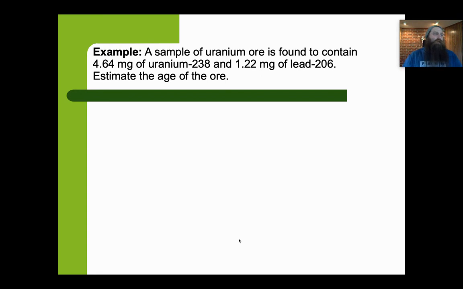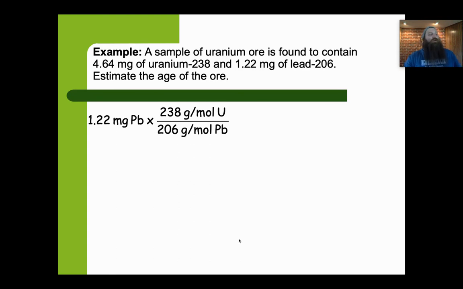A sample of uranium ore is found to contain 4.64 milligrams of uranium-238 and 1.22 milligrams of lead-206. Estimate the age of the ore. All right, well, I need to convert the ratio of uranium that's there now to lead that's there now back into the uranium I started with. So I'm going to use their molar masses to do that ratio. And I'm going to get 1.41 milligrams of uranium that has disappeared.